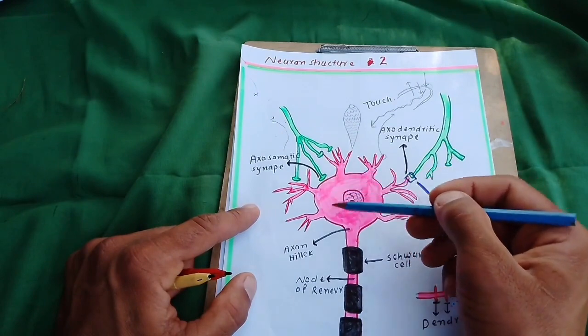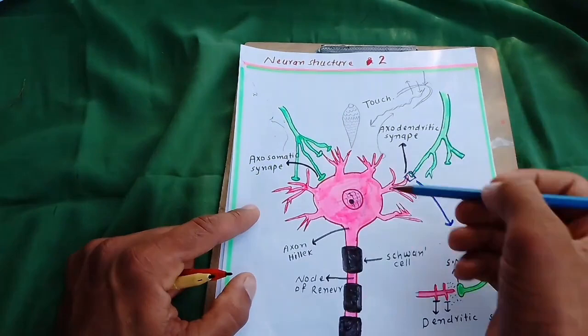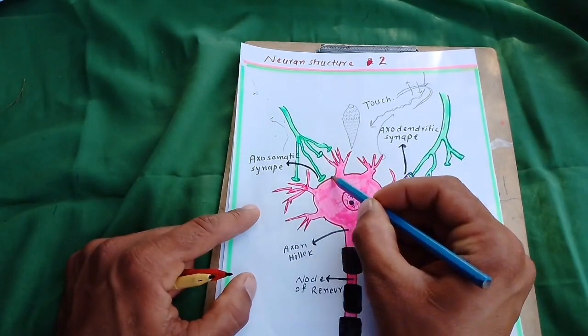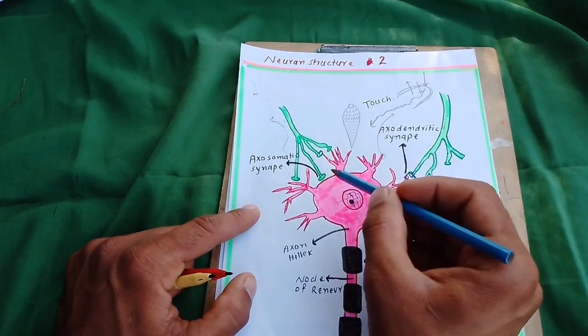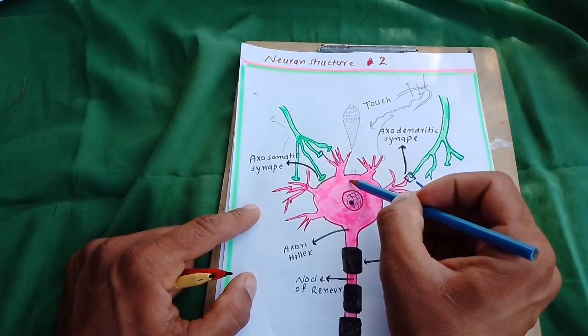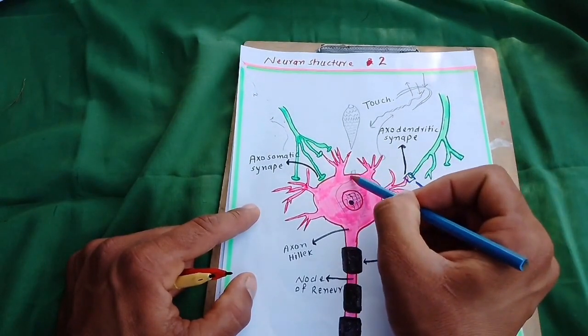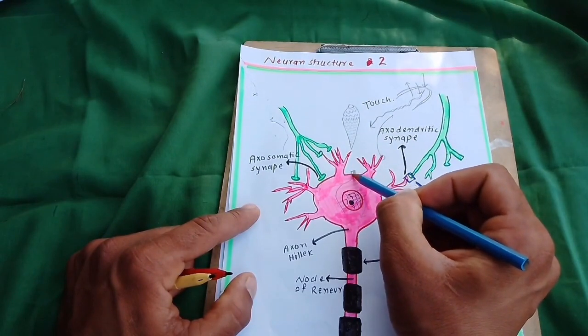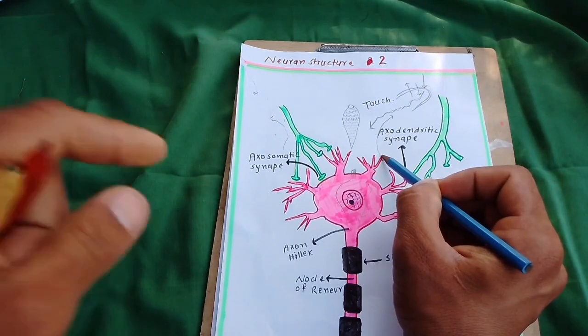Why do cells have many dendrites? This is the simple surface of the cell body, and this is the dendritic surface of the cell body. When I touch this area of the cell body, an action potential is produced here too and the impulse goes forward. Action potential is produced at this simple area and also at this dendritic area.